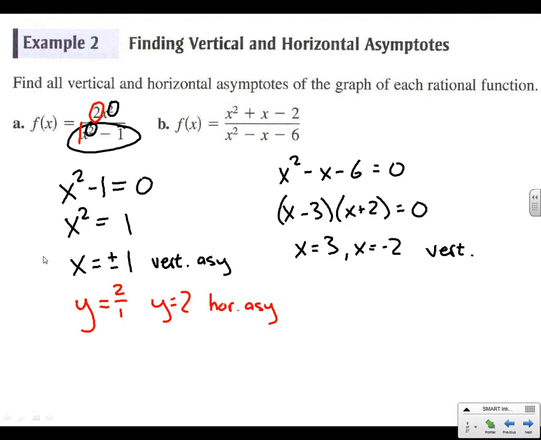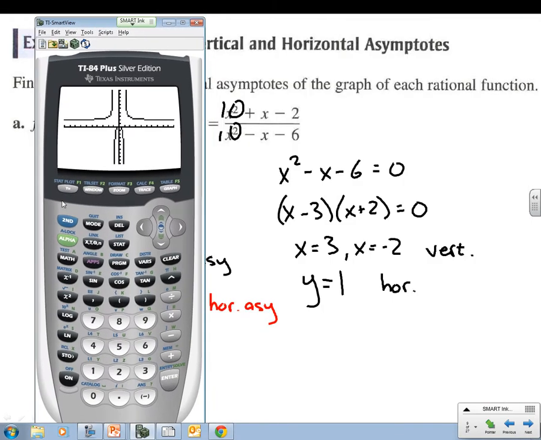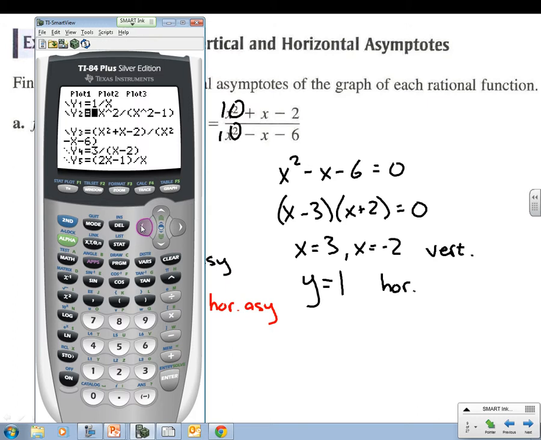And then, since they're even, 2 versus 2, we're going to say 1 divided by 1, y equals 1, the horizontal asymptote. Take a quick look at the graph just to verify. Always going to want to do that. y equals, it's our third graph now.